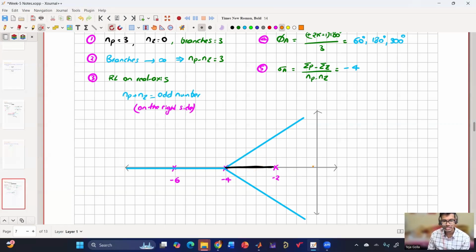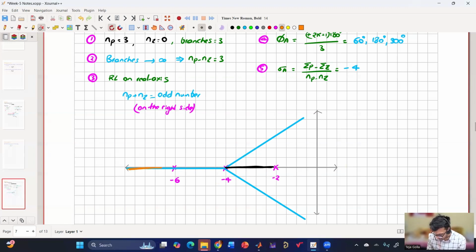So the trick is the same. If the root locus exists here, it will not exist here, and it will exist here. It will not exist here, it will exist here. Similar logic, but again, we have to check. Let us check whether the root locus exists in this region or not. Count the number of poles and zeros on the right hand side. I have 2 poles, which is an even number. So there is no root locus here.